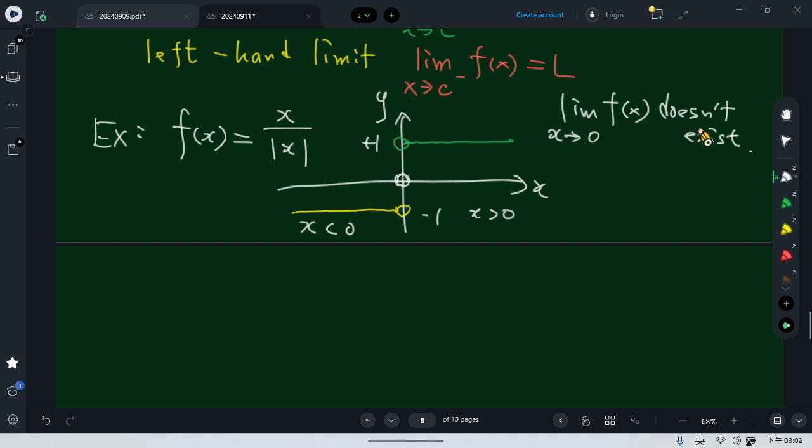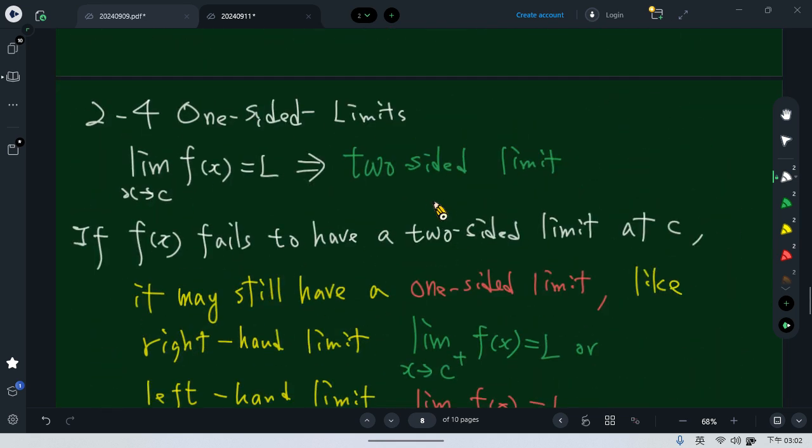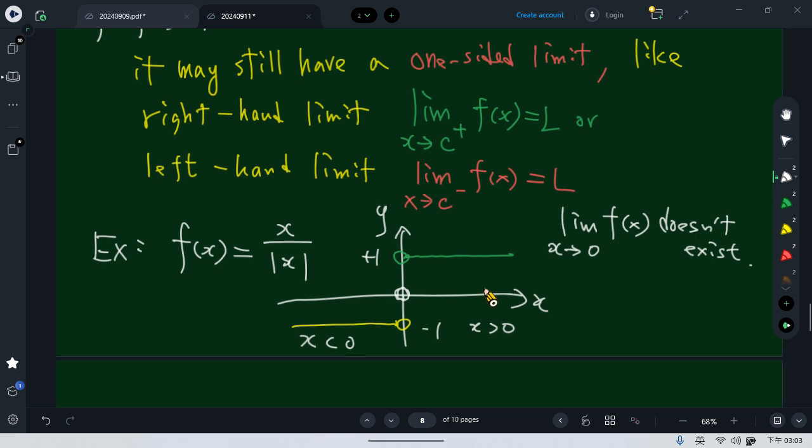So they are different. Because if we say two-sided limit, that means whether from the right-hand side or from the left-hand side, these two limits should be the same, right? But in this case, at this point, if you try to get the limit from both sides, they cannot be the same. From the right-hand side, the answer is +1. For the left-hand side, it is -1. So +1 and -1 are different.